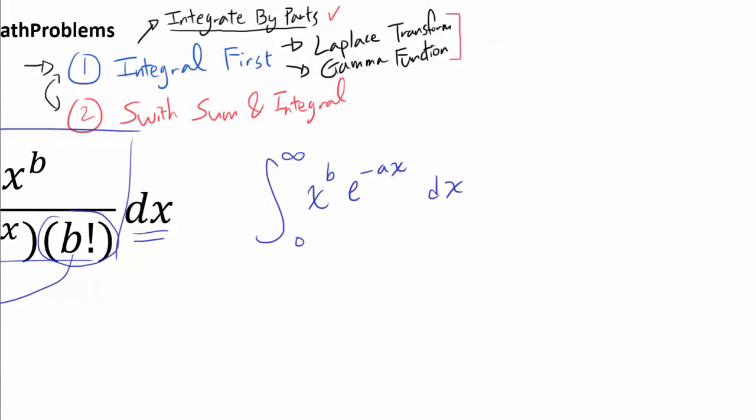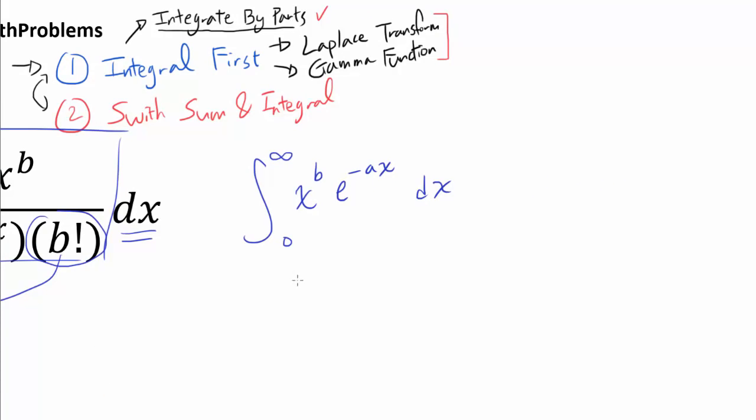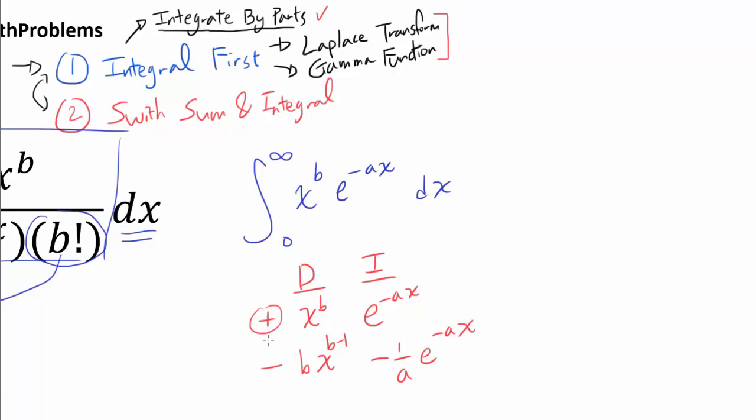dx. And if we integrate this by parts, letting our u be x to the b power and letting our dv be e to the negative ax dx, so I'm using the DI method for integration by parts, when we differentiate x to the b, we get b times x to the b minus 1 power, and when we integrate e to the negative ax, we get negative 1 over a times e to the negative ax, and of course the signs alternate, so plus then minus. And we see that this integral, using integration by parts, is x to the b power times negative 1 over a times e to the negative ax.